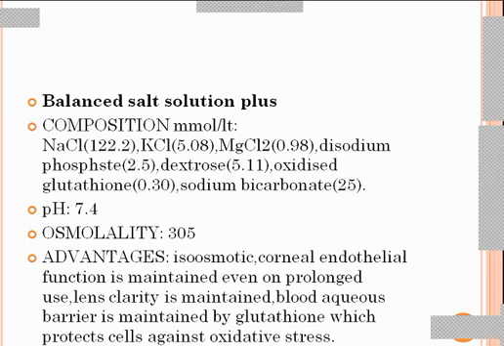Then what is the advantage of balanced salt solution plus? The composition in millimoles per liter: sodium chloride 122.2, potassium chloride 5.08, magnesium chloride 0.98, disodium phosphate 2.5, dextrose 5.11. I said already it will contain dextrose. Oxidized glutathione also. This is an additional ingredient compared to the balanced salt solution. And sodium bicarbonate 25. The pH is the same as above. Osmolarity is 305.